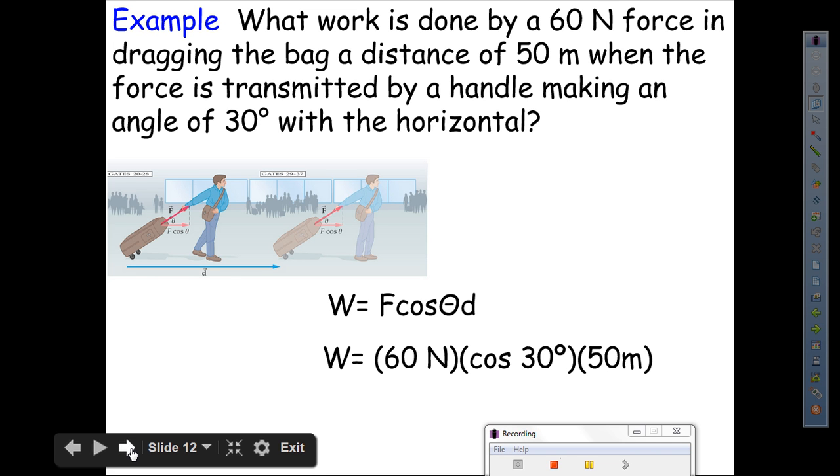It's positive because you're applying the force in the direction of the motion. Again, you can stop the slideshow and write this all down.